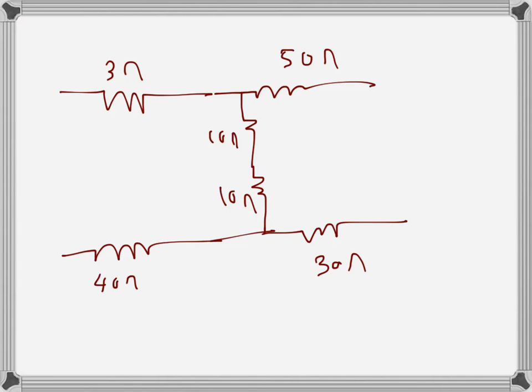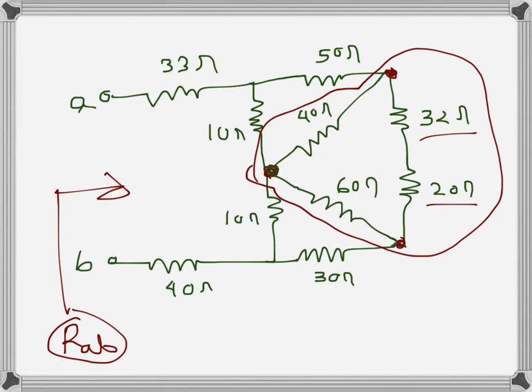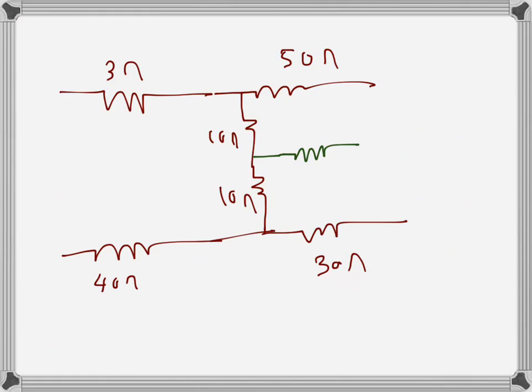Now what's changing is the other three. Maybe I will use a different color. Those are the three nodes, this one, and this one. When we convert into Y, one resistance will be connected to each of the nodes. There were two resistances connected to each of the nodes in delta, but in Y only one will be connected. So this is one, this is another one, and this is the third one. Again, these are the three nodes. This is the Y, converted Y.